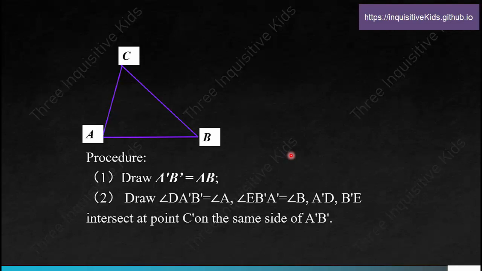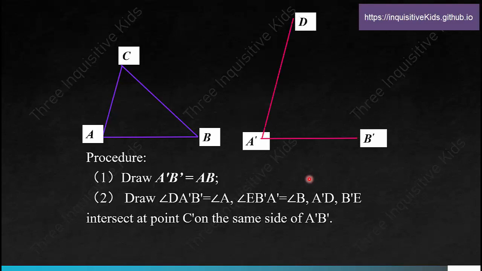Well, here's the procedure of doing this. First, you draw A prime B prime equal to AB. Over here we have triangle ABC, and our first step of drawing the congruent triangle A prime, B prime, C prime is making the baseline, which is A prime B prime. And we have to make sure that their lengths are equal. And then we draw angle D A prime B prime equal to angle A, and angle E B prime A prime equal to angle B. A prime D and B prime E intersect at point C on the same side of A prime B prime.